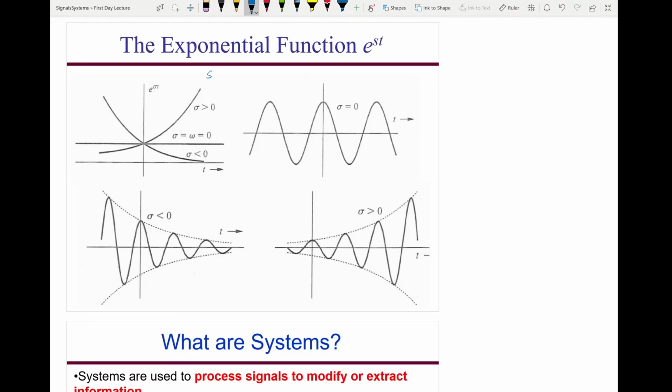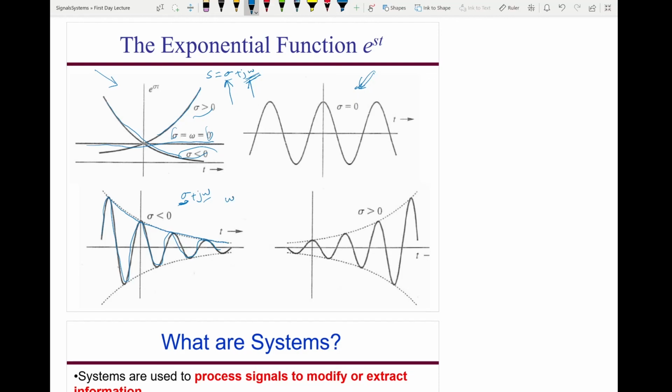Examples. Here s equals sigma plus j omega. In this plot, omega is 0. But if sigma is positive, then it's growth. If sigma is negative, then it's a decay. If sigma is 0, then it's just a pure DC. Now here, for this one, if I make sigma 0, then I just get a sinusoid with oscillation rate omega. So that's a pure sinusoid here. Now this one, sigma is less than 0 and omega has some value. So omega will determine this oscillation rate and sigma will determine the decay rate here. How fast does it go to 0?